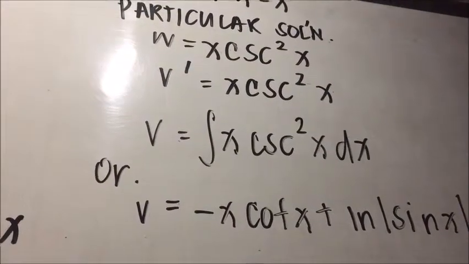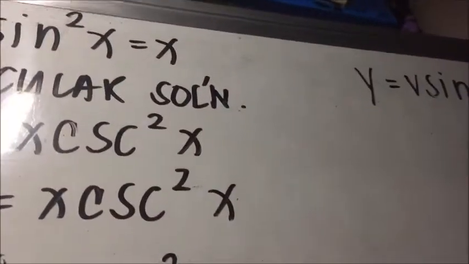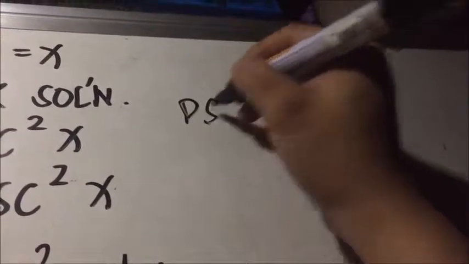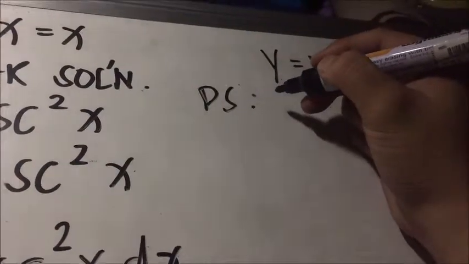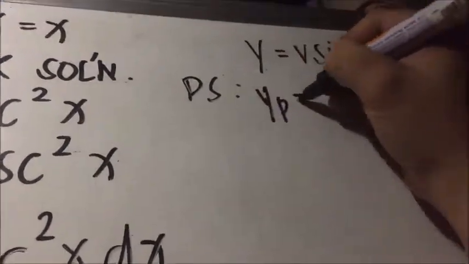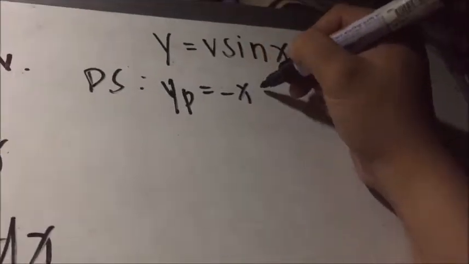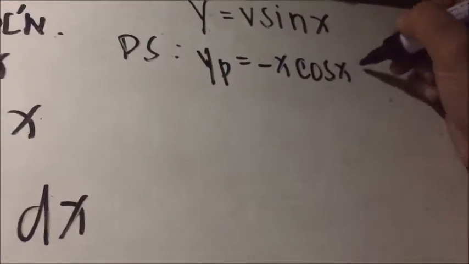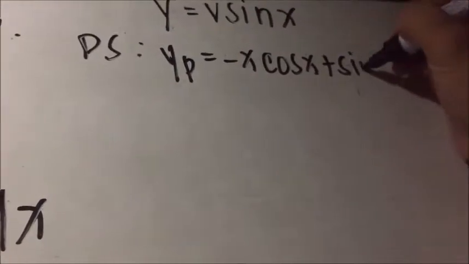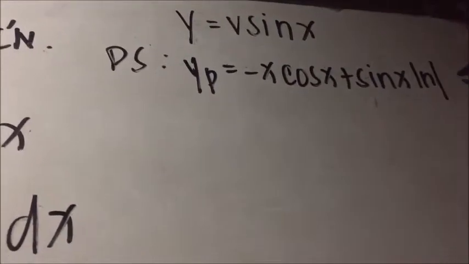Now y is equal to v sine x. So the particular solution which we sought is yp is equal to negative x cosine x plus sine x ln sine x.